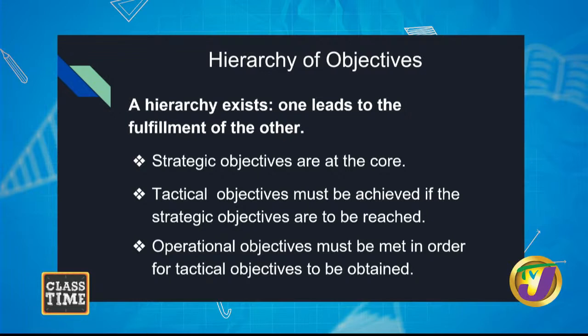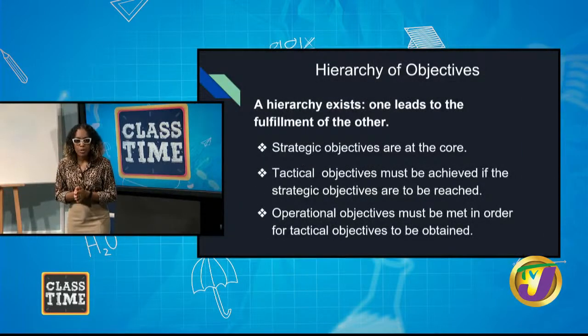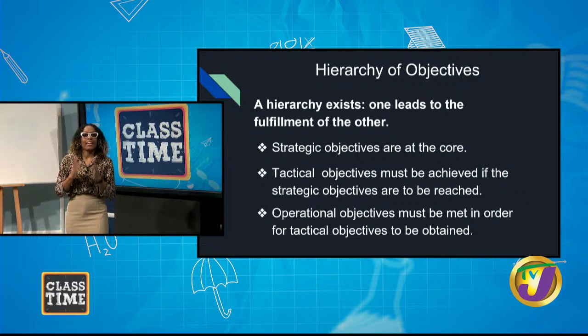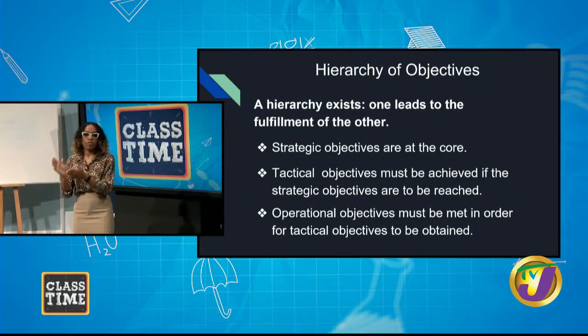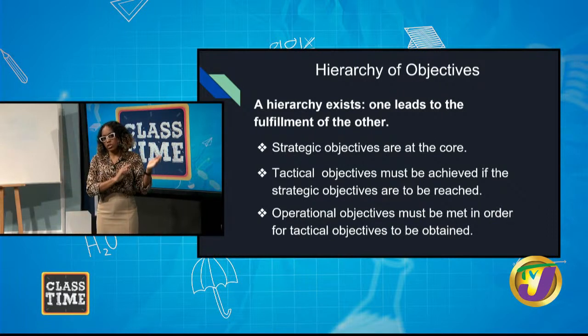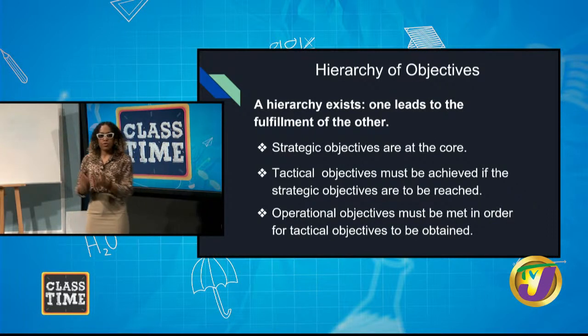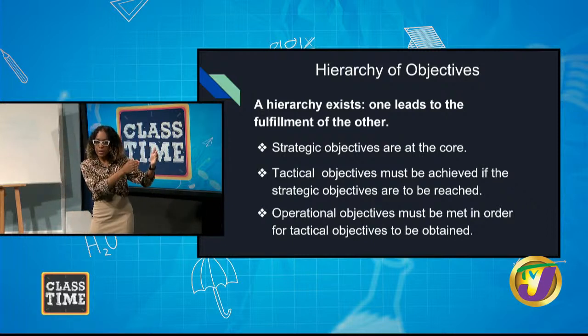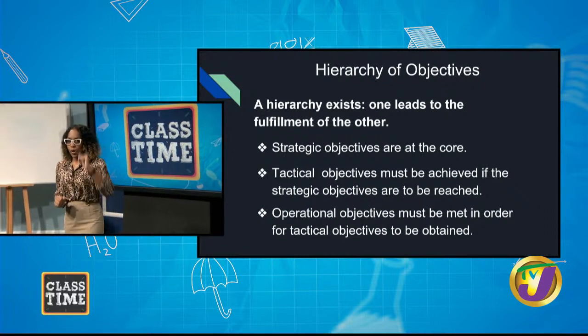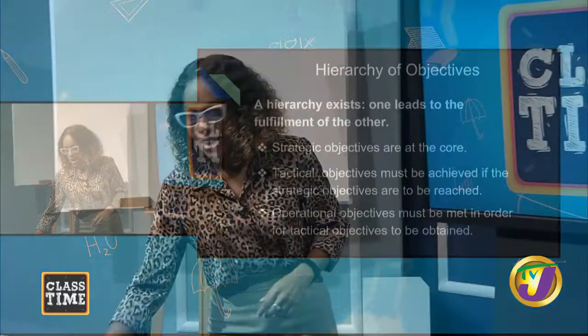So again, remember, for the hierarchy of objectives, we're looking at the levels. So you move from one to the other. You can't just jump from operational and reach strategic. No, you have to go from operational, to tactical, and then to strategic. I hope you're seeing what I'm saying, all right?